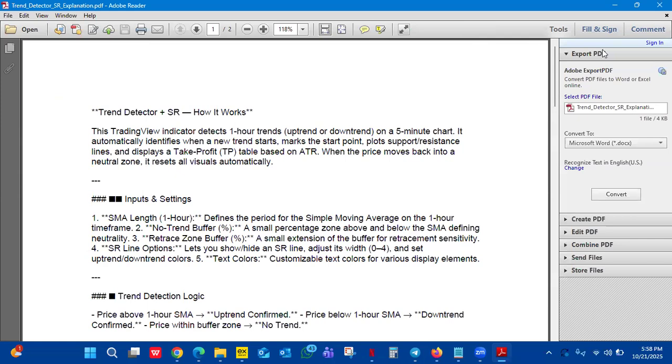So you can say trend detector plus support and say how it works. This is a TradingView indicator that detects 1 hour trends. It is a 1 hour trend, uptrend or downtrend, on a 5 minute chart. It automatically identifies when a new trend starts, marks the start point plus support and resistance line, and displays a take profit table based on ATR. When the price moves back into a neutral zone, it resets all visuals automatically.